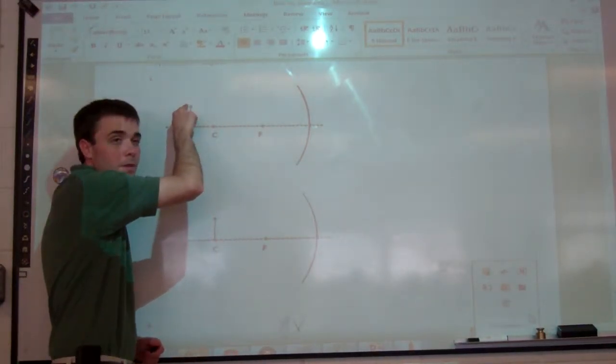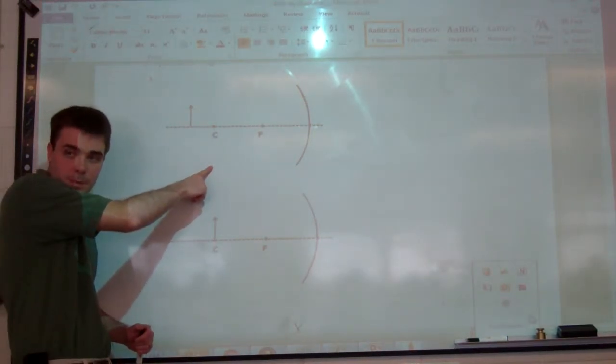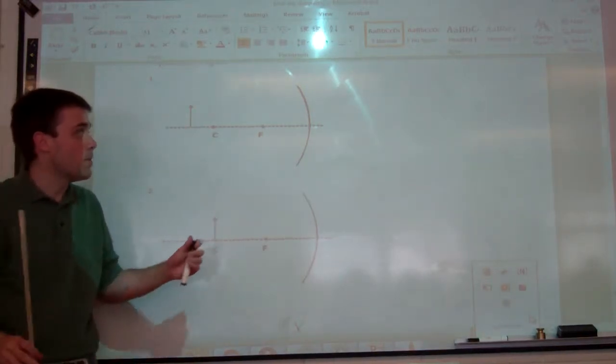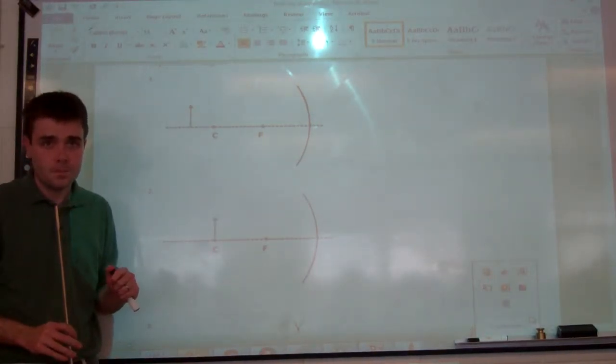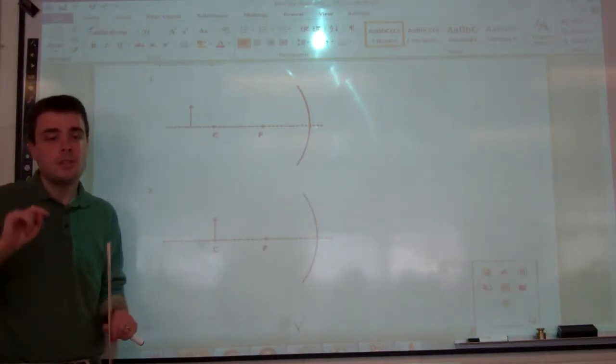If a ray of light goes parallel to the principal axis, it gets reflected back to the focal point. Does that make sense? So what we're going to be figuring out today is where images form with these kinds of mirrors. We're going to do that by drawing. So we need a ruler. You need some sort of straight edge.